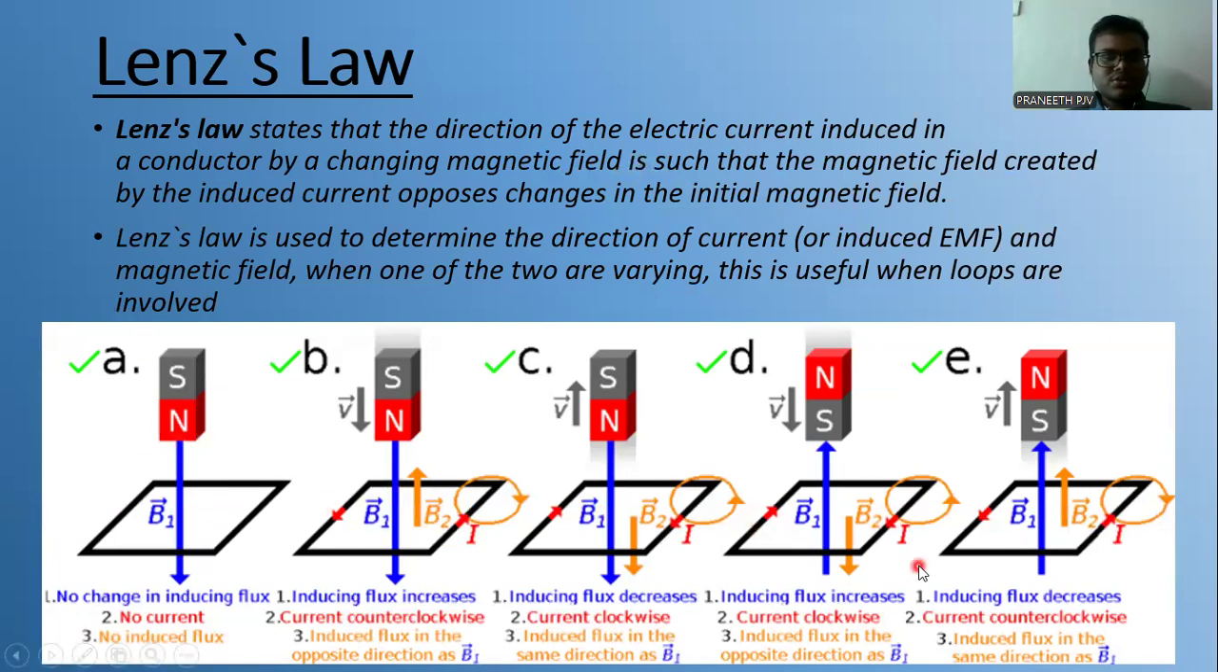So we can see a few cases here. When there is no relative motion between the conductor and the magnet, there is no change in flux, so no induced current, or no induced magnetic fields. When there is an increasing magnetic field, there's a current, and this current is creating another magnetic field which opposes the initial magnetic field.